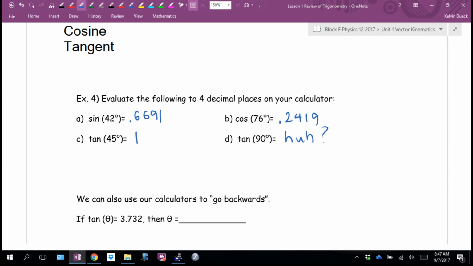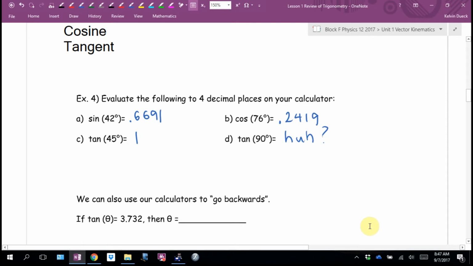I have a few of these memorized. I know the tangent of 45 is 1, bang even. I know the sine of 30 is 0.5. I know the cosine of 30 is 0.866.